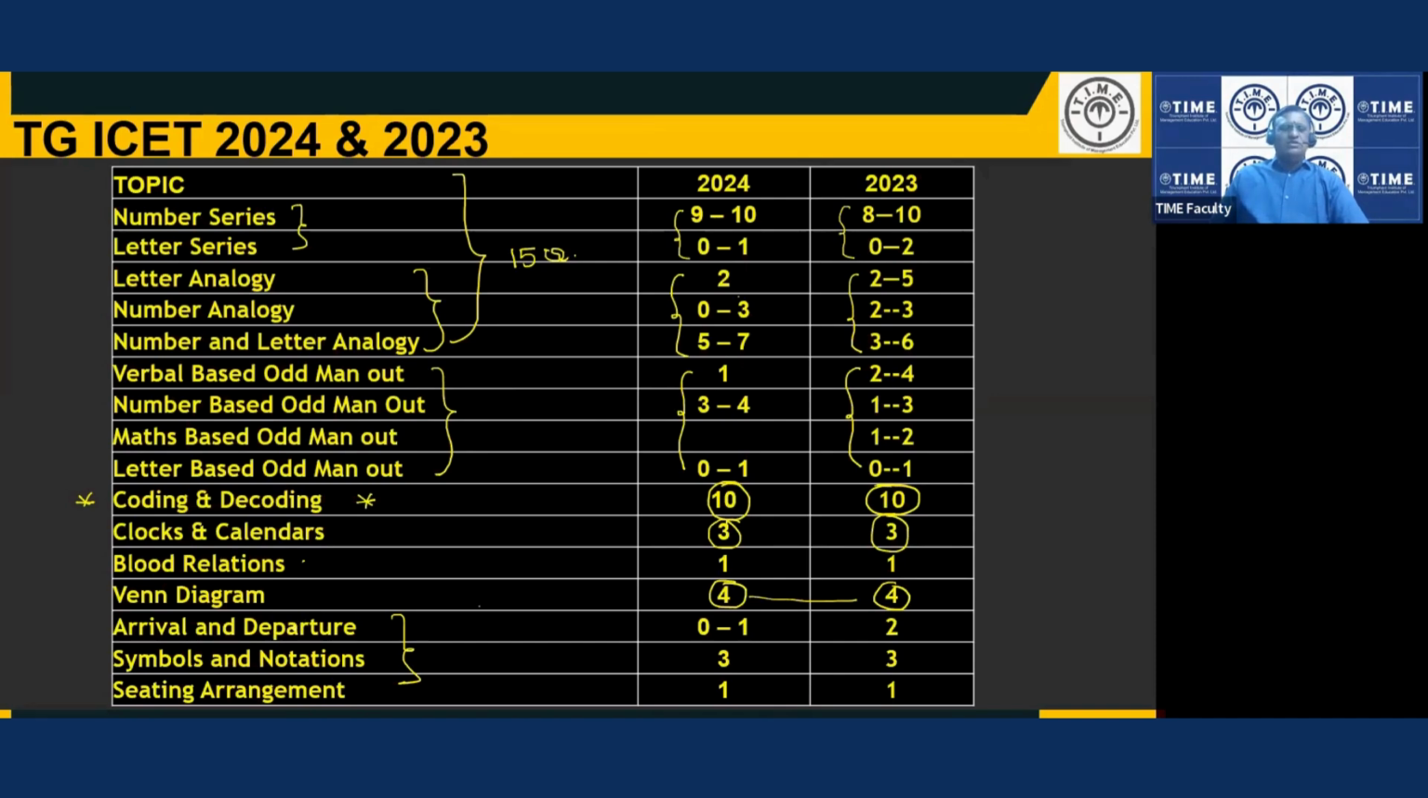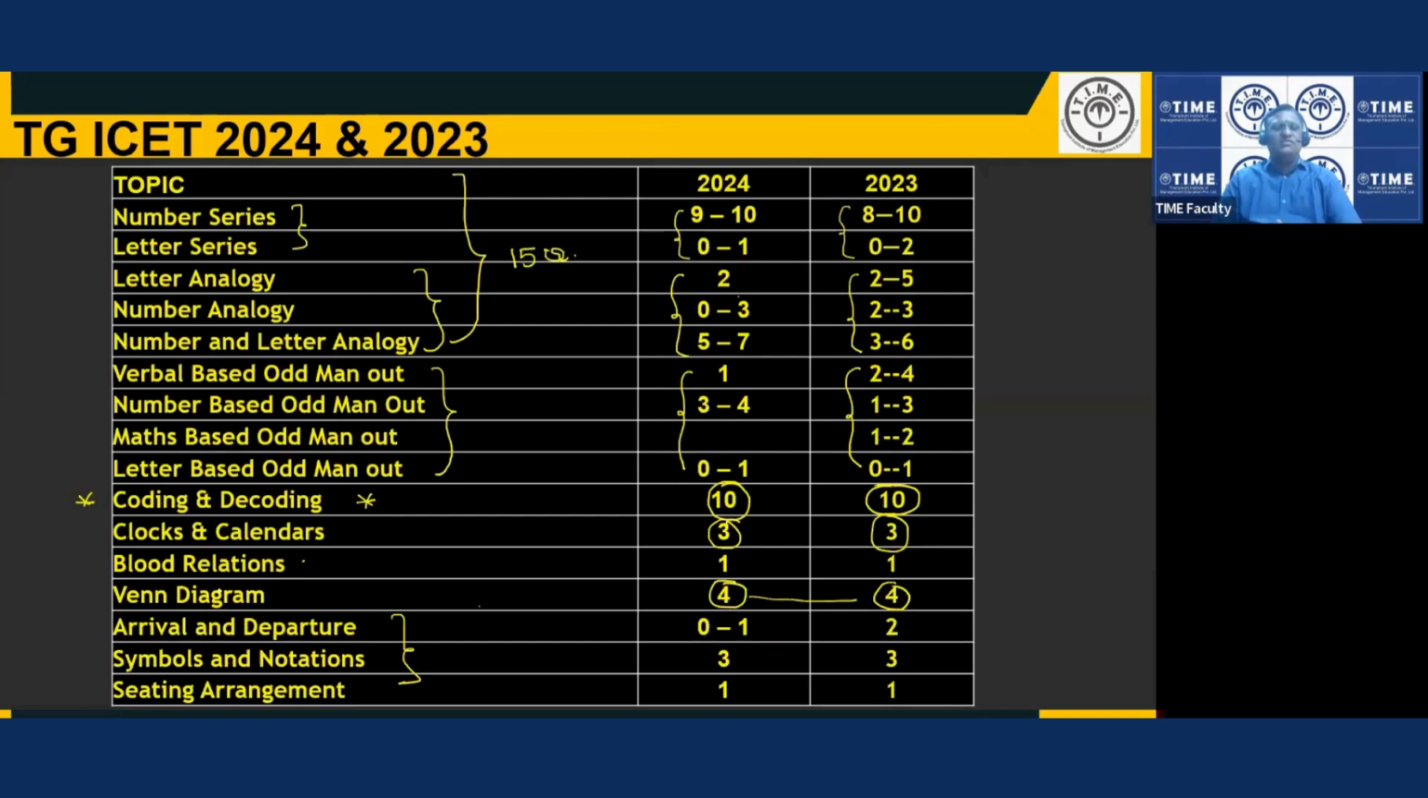See, there is not a lot of difference in topics between Telangana ICET and AP ICET. Almost all topics are the same. The weightage is also the same, but small changes happen. So there are no large variations here. The level of difficulty also has no difference.